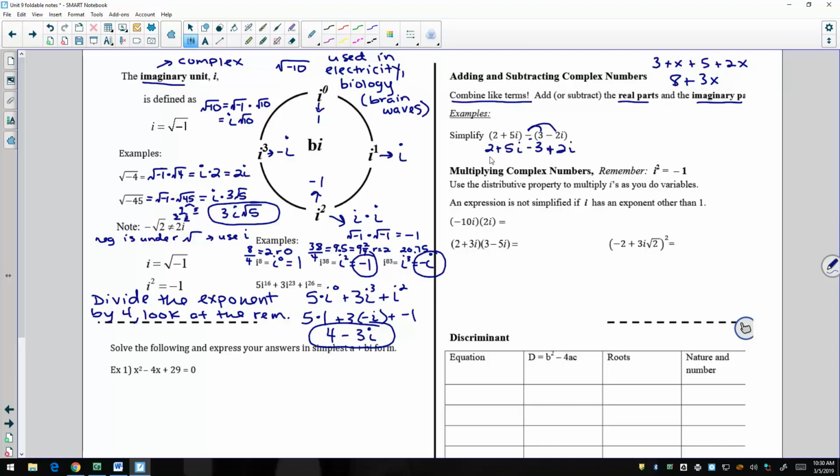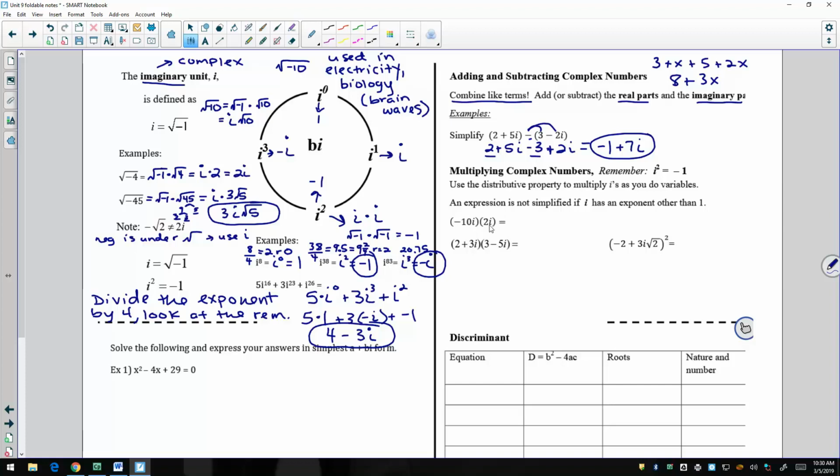Now you're going to combine your like terms. So I can combine my 2 with my -3, so that's -1. And then I can combine my i's, so that's 5i and 2i, so that's 7i. So that's your answer. You cannot combine the -1 with the 7i because they are not like terms. If they both had i's, you could, or if they both didn't have i's, you could, but one has an i and one doesn't.